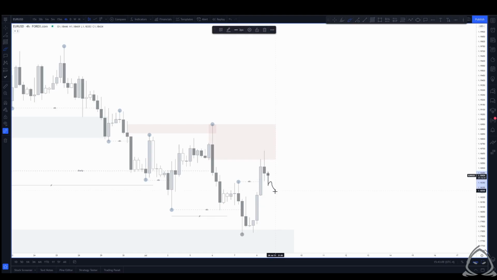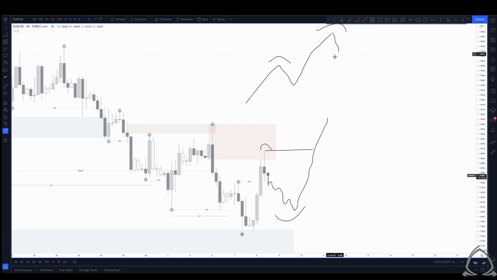But again, one thing that we want to see with a change of character is a higher low being formed. We want to break that higher high and form a new higher high, because once we get two higher highs formed in a market, what we could say is this is actually beginning to form a bull trend, or what we would be expecting to see of a bull trend. So this would give us more confirmation.